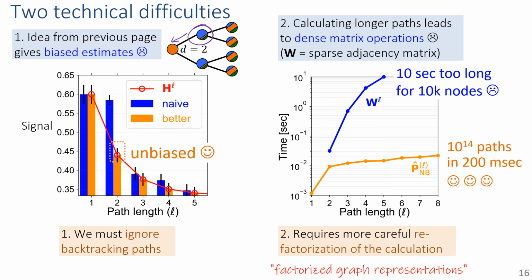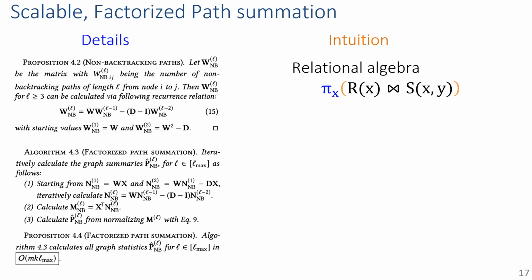Our solution is a more careful refactorization of the calculation. This allows us to calculate statistics over 10 to the power 14 paths in just 200 milliseconds, and that's also the reason why we named our paper Factorized Graph Representations. What makes it so fast is a recursive evaluation that uses simple laws of algebra.